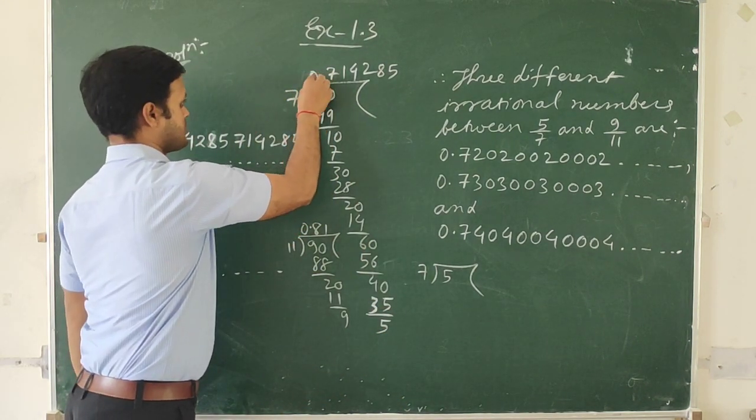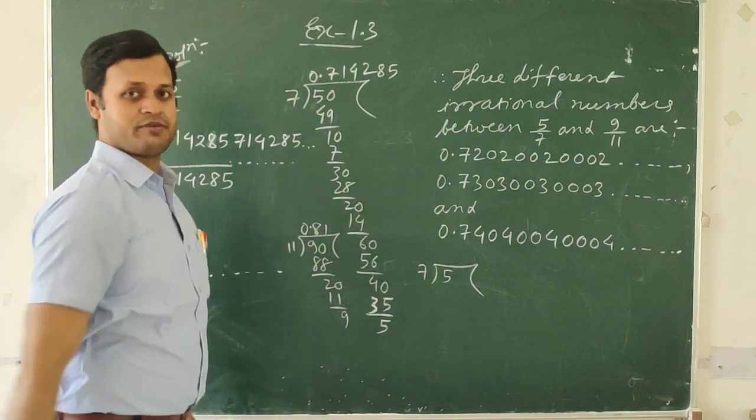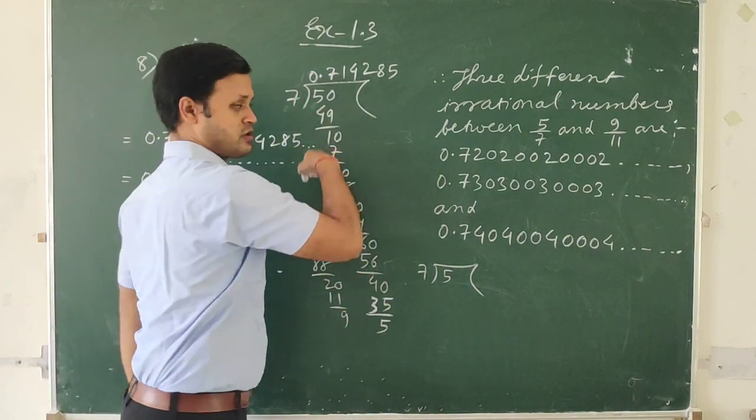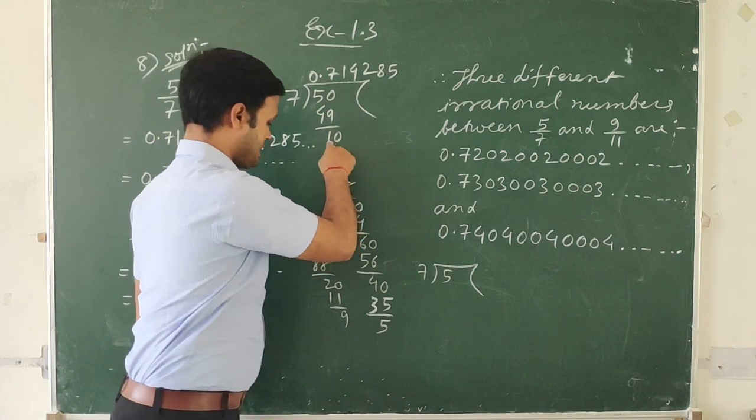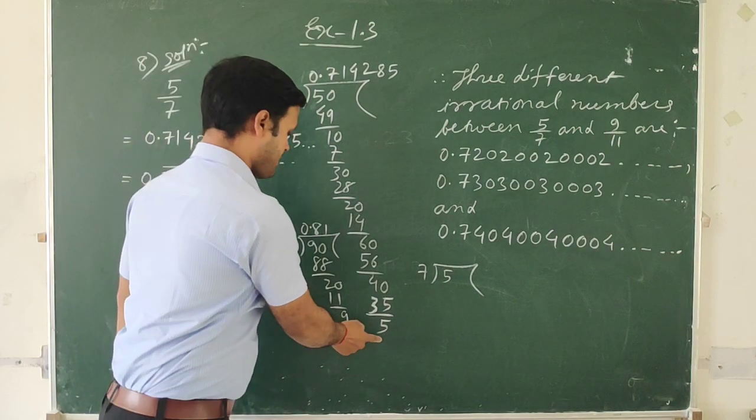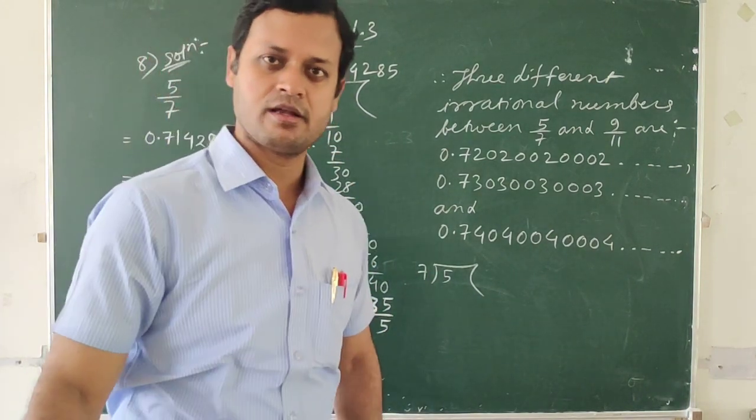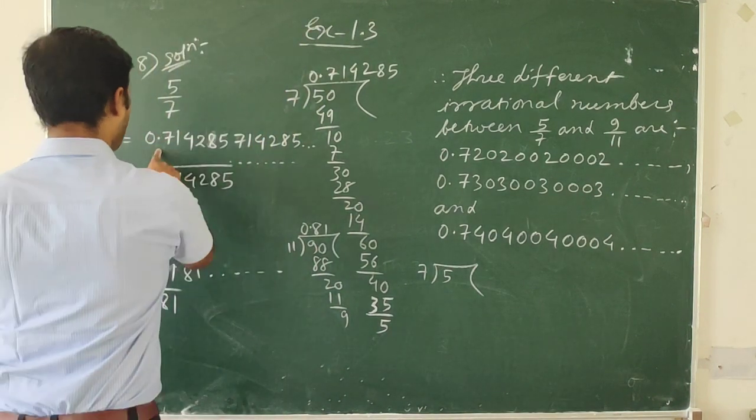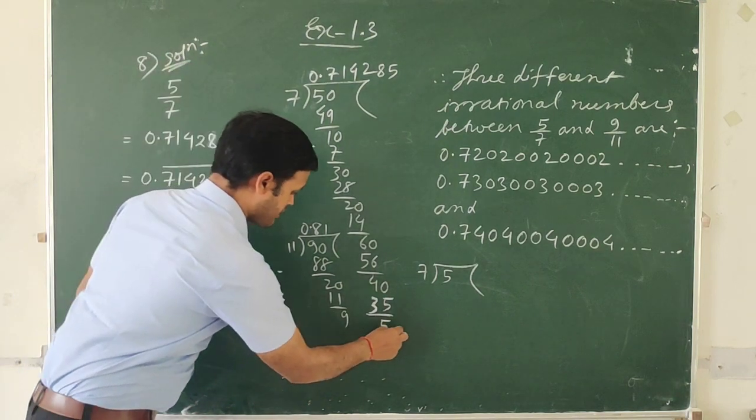5 by 7: 0 times. So you put a point here, and a 0 comes automatically. 7 will go how many times? 1 time. 7 ones are 7, minus from 10 leaves 3. Like this, you keep on going. So once you get back to 5 again, where you started, you stop there. So the answer will be 0.714285.